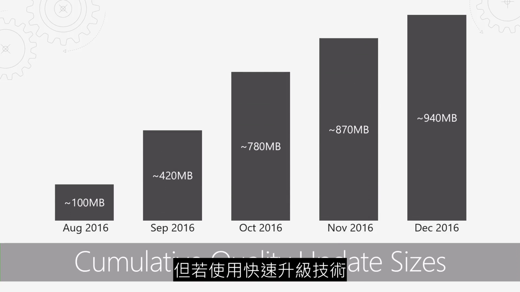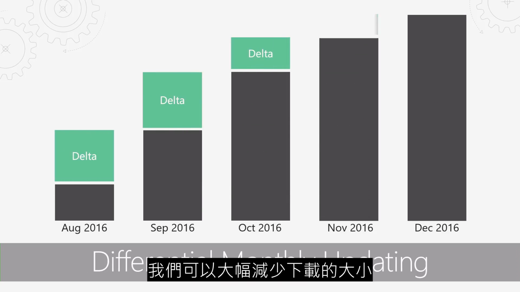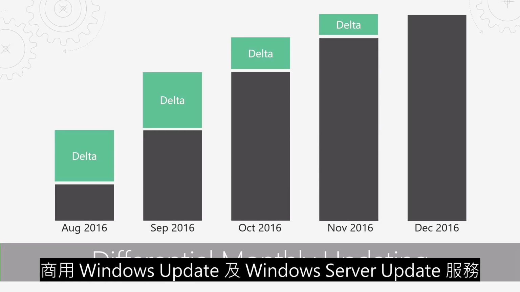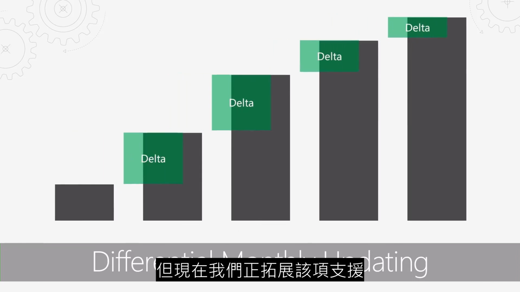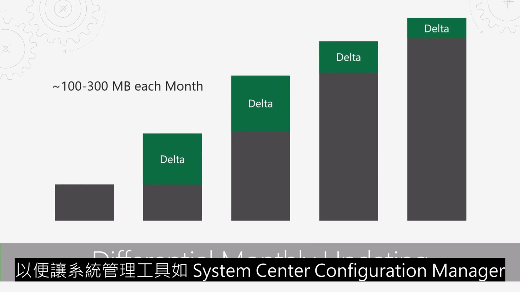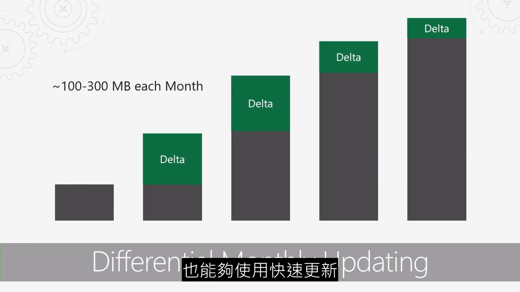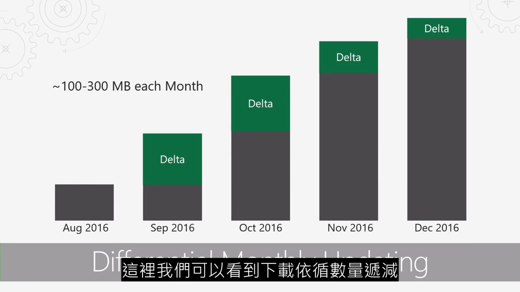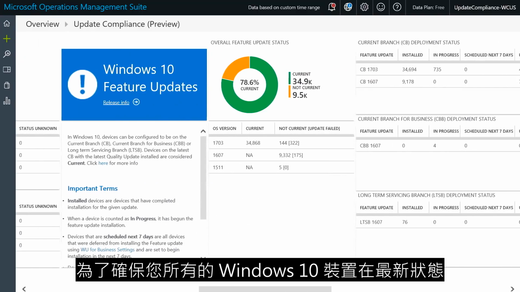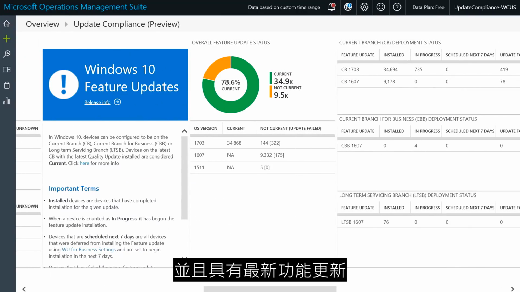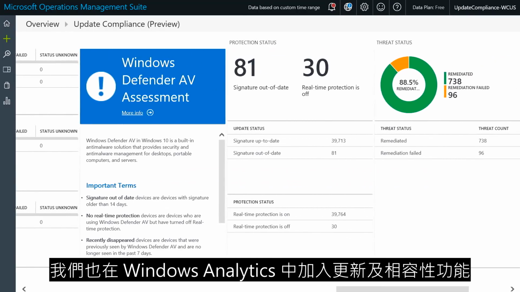But using a technology called Express Updates, we can reduce the download sizes significantly. Windows Update for Business and Windows Server Update services have supported Express Updates for a long time, but now we've extended that support so that system management tools like System Center Configuration Manager can also use Express Updates. Here we can see that the download is reduced by an order of magnitude. To help ensure all your Windows 10 devices are kept up to date with the latest feature updates, we've also added some new update compliance capabilities to Windows Analytics.